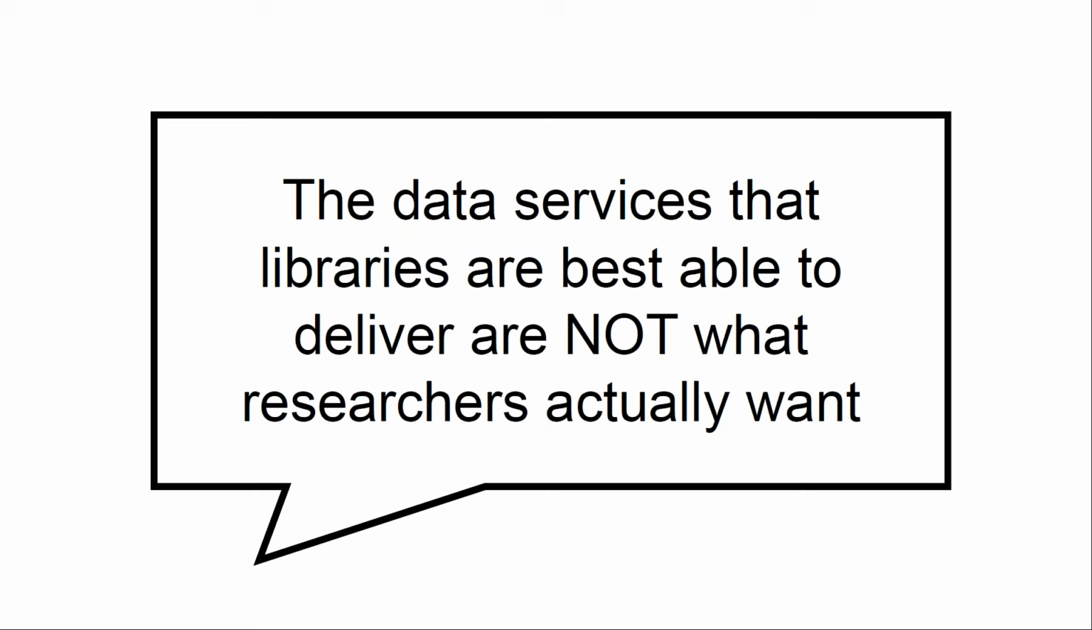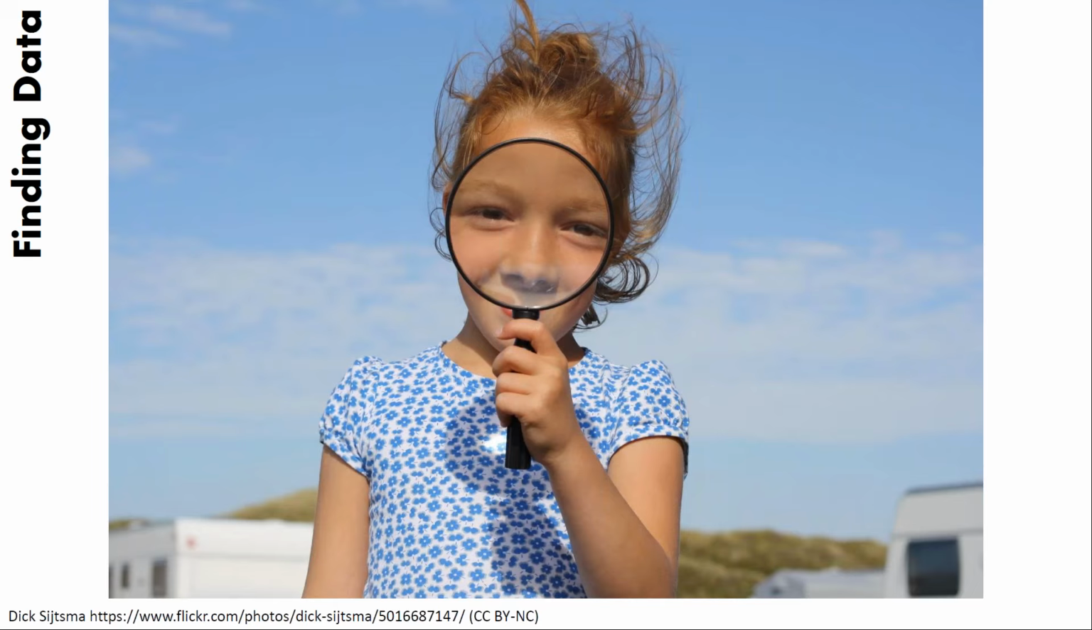So I want to start out by talking about this library researcher disconnect that I perceive, looking at the values and skills we can bring to data services. The first example of the four that I'm going to talk about is that we can help researchers find data. We're very good at finding information via newspapers or books or journal articles, and data is just one more type of information we can find for patrons.